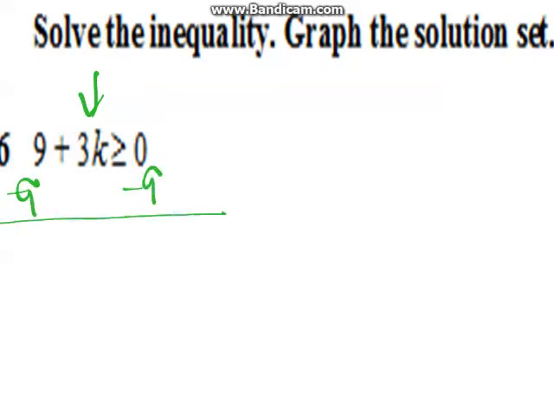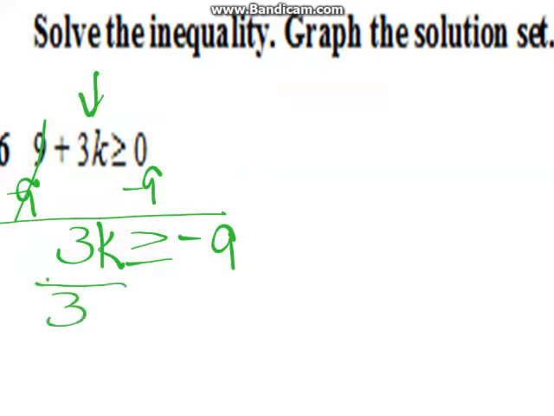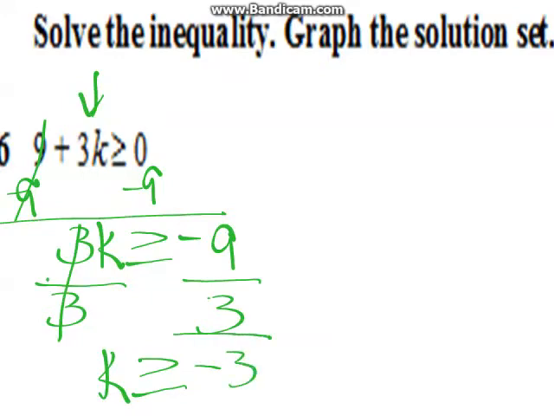Subtract 9 from each side. That goes away, and we're left with 3k is greater than or equal to negative 9. Now we've got to separate our 3 and our k, so divide by 3. And we don't have to flip the sign because we divided by a positive number. If you multiply or divide each side by a negative number, you must flip the inequality sign. But since ours was dividing by a positive number, we don't have to. We're left with k is greater than or equal to, and again, 3 goes into negative 9, negative 3 times.